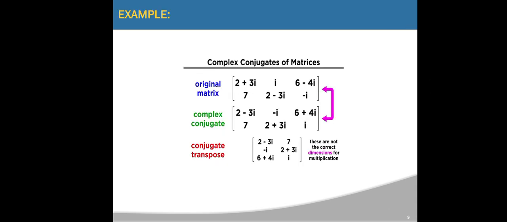For example, complex of original matrix, and this is a complex conjugate and a conjugate transpose. These are not the correct dimensions for multiplication.